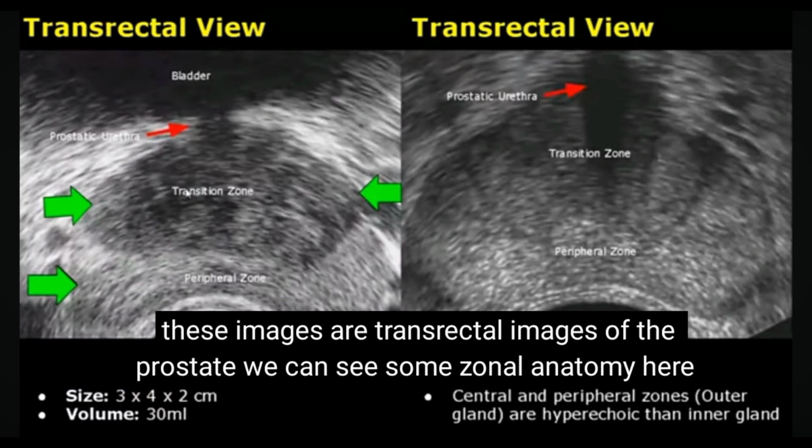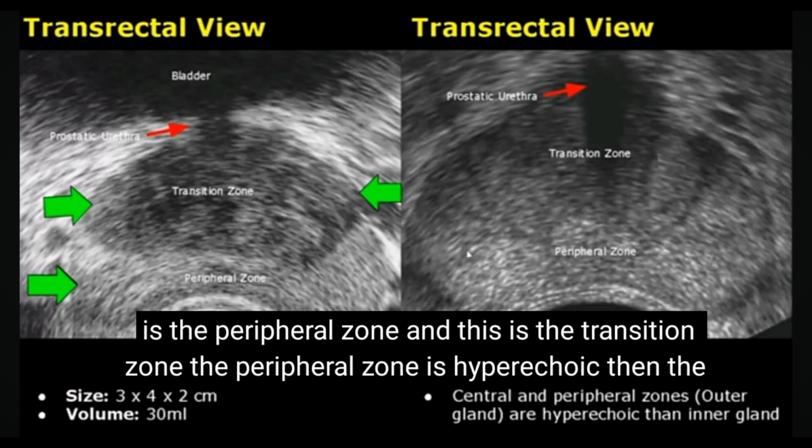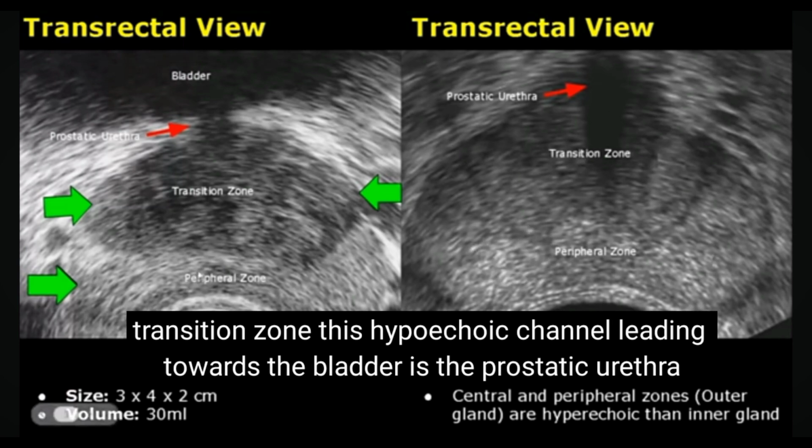These images are transrectal images of the prostate. We can see some zonal anatomy here. This is the peripheral zone and this is the transition zone. The peripheral zone is more hyperechoic than the transition zone. This hypoechoic channel leading towards the bladder is the prostatic urethra.